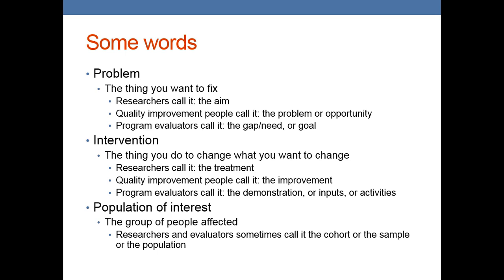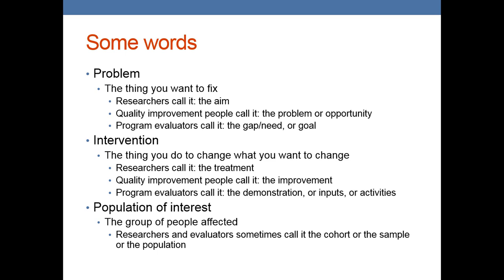Researchers tend to call it the treatment. Quality improvement people will call it the improvement. Program evaluators will often call it the demonstration, or they'll call it activities or inputs or something like that. But the intervention is the thing that you're going to do to change the thing you want to fix. So the problem is the problem, the intervention is the correction. I think that's the simplest way to think about it.